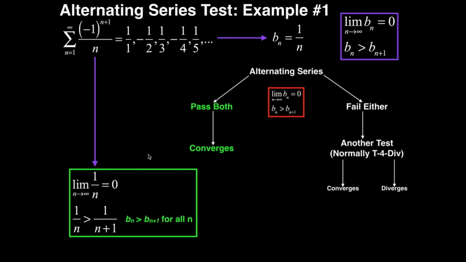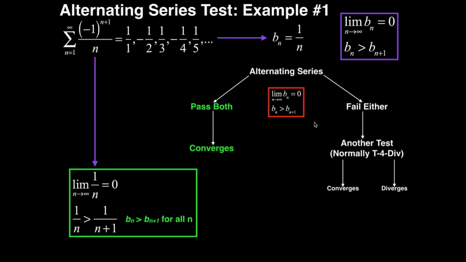So if we take the limit as n goes to infinity of our b sub n, which is 1 over n, does that equal 0? Well, yes, it does. If you were to essentially plug in infinity into the denominator here, 1 over infinity is in fact 0. So we pass that first criterion.